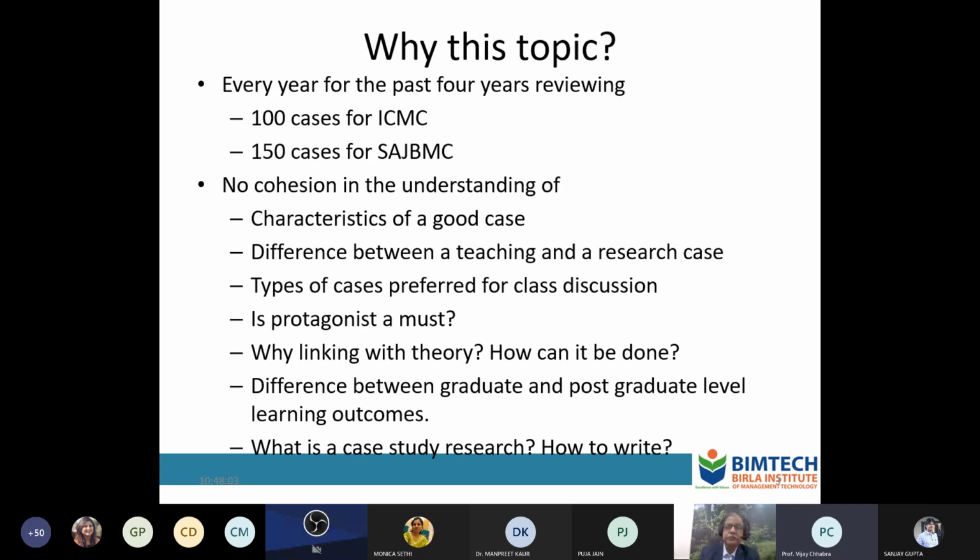Okay. Now, this is one type of case. The second type of case is one in which you study a phenomenon. If I go back, any research is done on a phenomenon. Phenomenon means organization-level phenomena, say engagement, commitment, performance. All these are phenomena at the organization level.